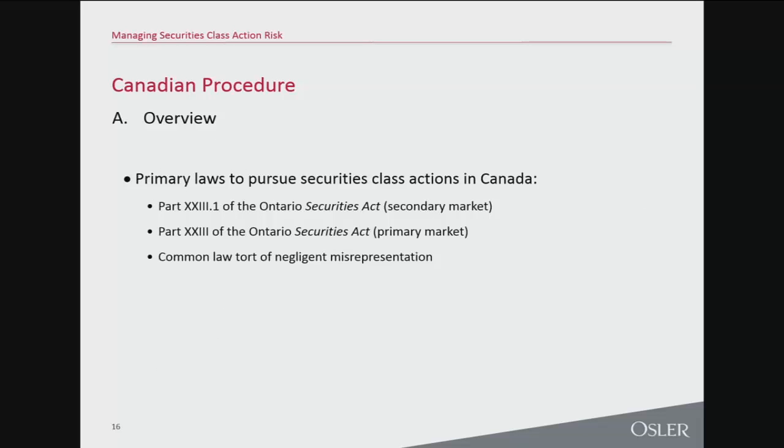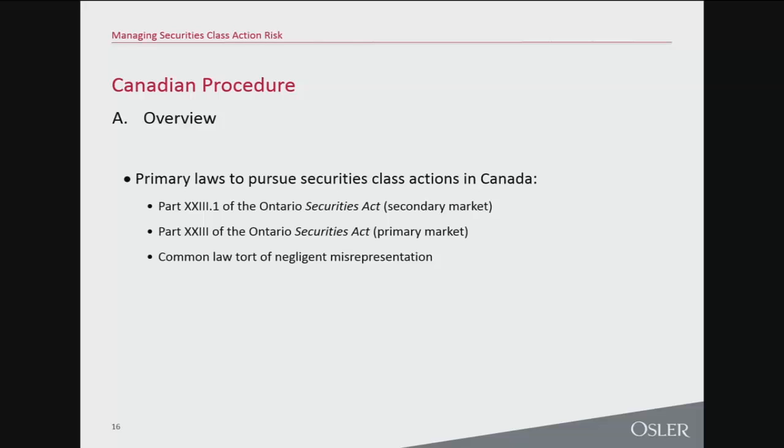Thanks. So the primary law that plaintiffs use to pursue securities class actions in Canada is Part 23.1 of the Ontario Securities Act and its equivalent in the other Canadian provinces' securities legislation. That section applies to alleged misrepresentations by omission or commission in public disclosure, which affect the price of securities that trade in the secondary market. There is another part of the Securities Act that applies to misrepresentations which affect the primary market in prospectuses and offering memoranda, but most claims have been brought under Part 23.1 and relate to the secondary market.